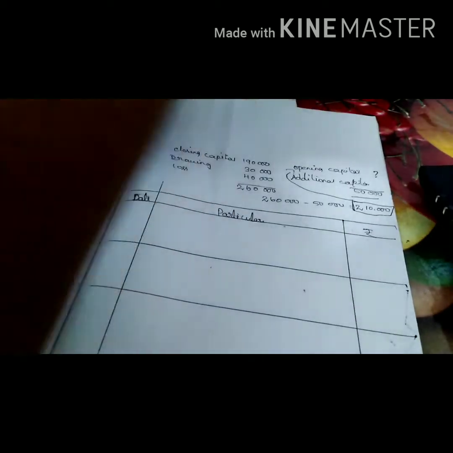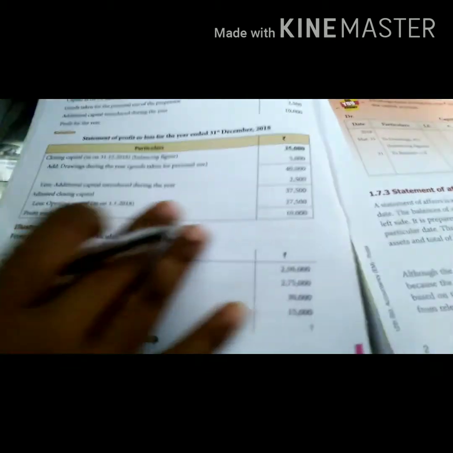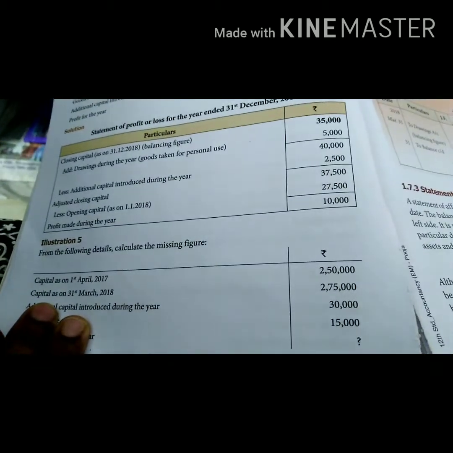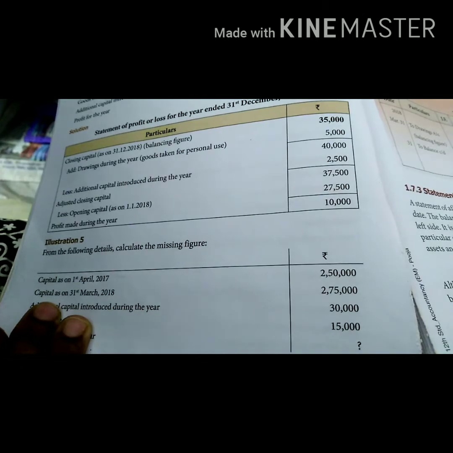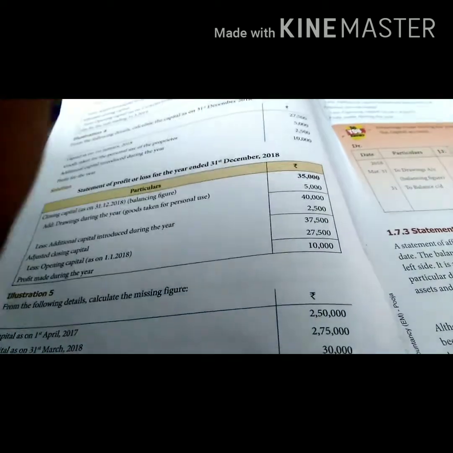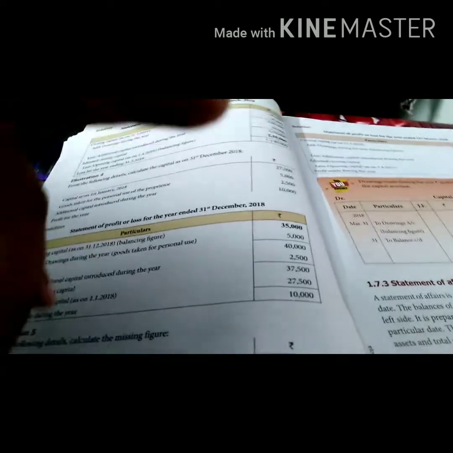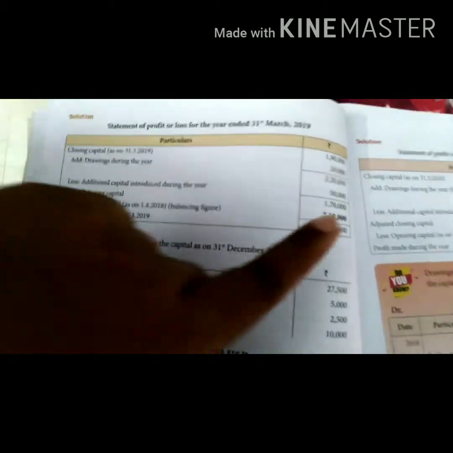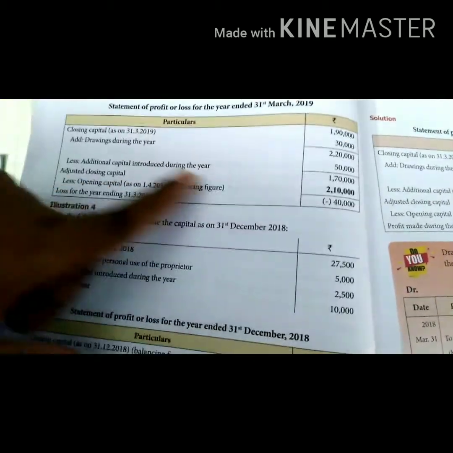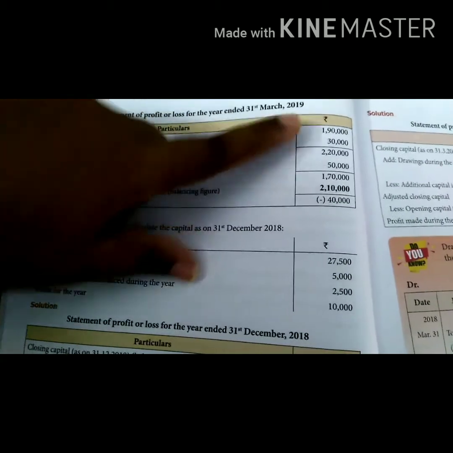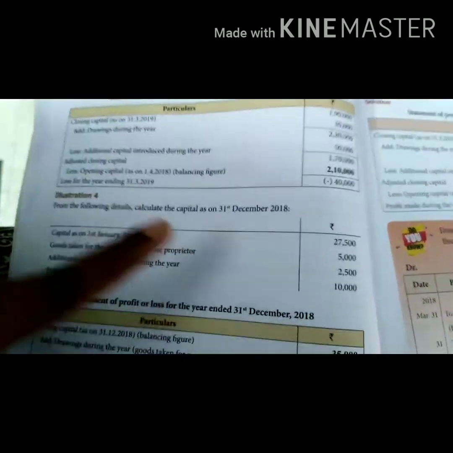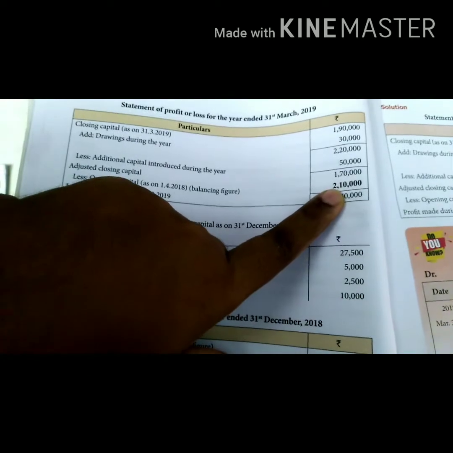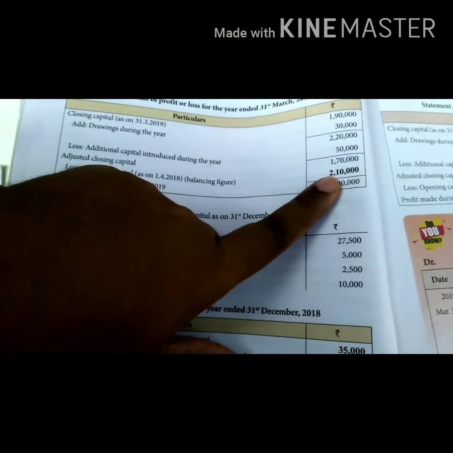See the solution. Here we have the solution. See the solution on your page number 8. So see the answer. You are getting 2,10,000. So closing capital 1,90,000, drawing during the year 30,000. So we are getting 2,10,000 as the opening capital, and there is a loss.